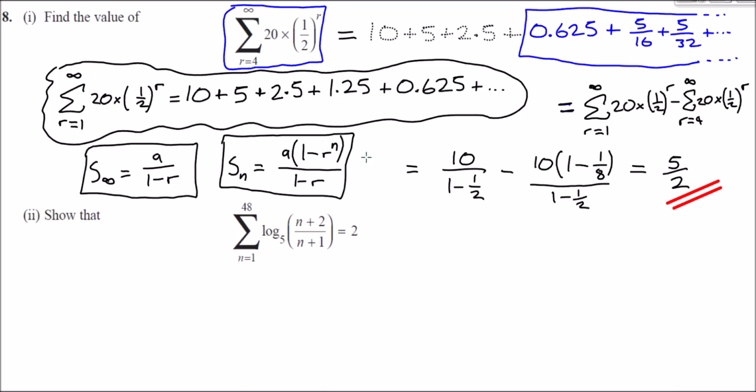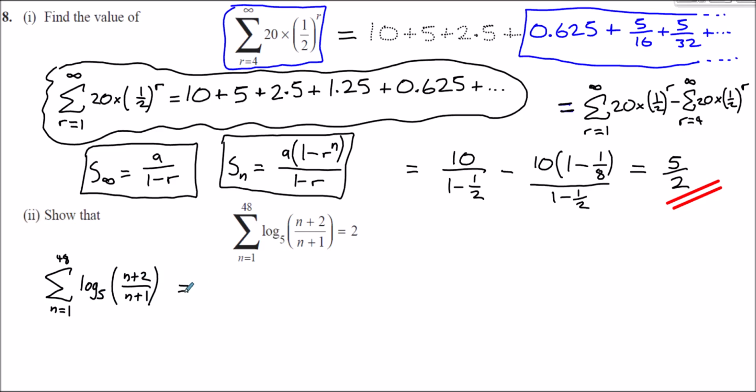Part B, show that. So this one is a show question, so we can't just rely on the calculator. From 1 up to 48, the sum of log base 5 of (n plus 2) over (n plus 1) equals exactly 2. So what we need to do here is to write this out longhand to establish to ourselves and to the examiner a pattern which we can then manipulate. So down from 1 to 48, log base 5 of (n plus 2) over (n plus 1).